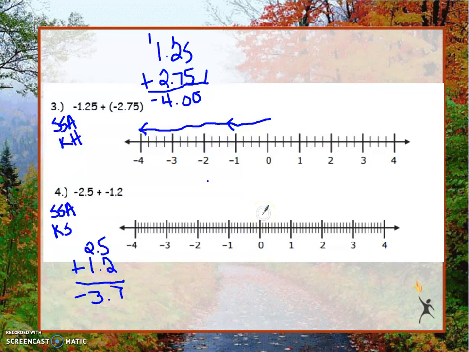So we start at 0, go to the left, 2 and 5/10, and then we go to the left, -1 and 2/10.